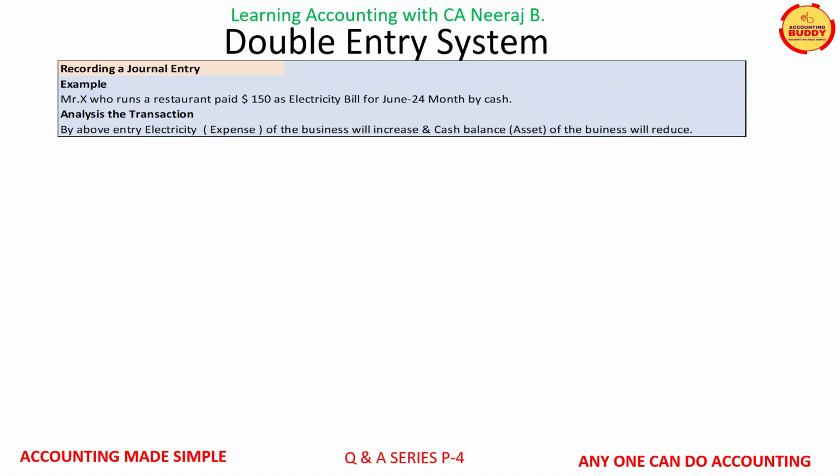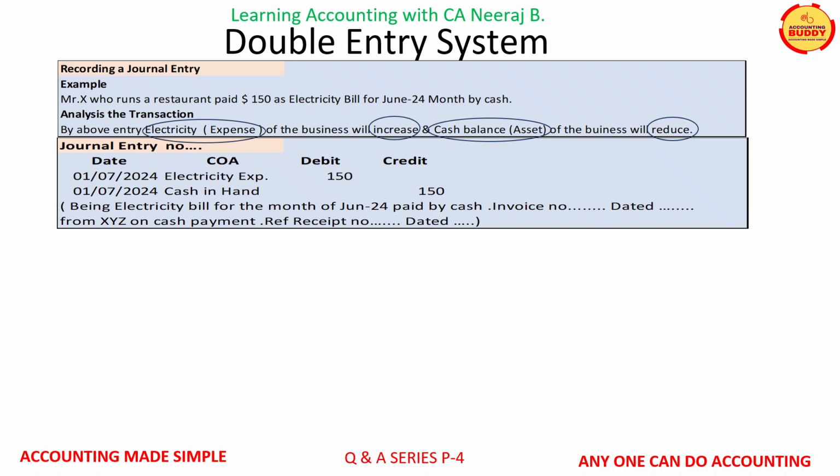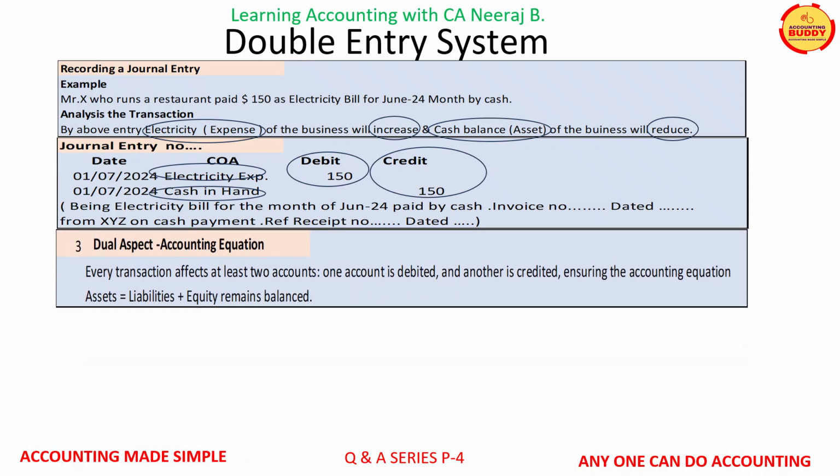Let us take another example to strengthen our understanding of the double entry system of accounting. Mr. X runs a restaurant and paid $150 as electricity bill for June 24 by cash. If you analyze the above transaction, electricity, being an expense of the company, will increase, and the cash balance, being an asset of the business, will get reduced. As a result, the following entry will be passed. Electricity expenses are increasing, so it is debited. Cash in hand, which is an asset, is reducing, that is why it is credited. Always remember, one account will be debited and another account will be credited.